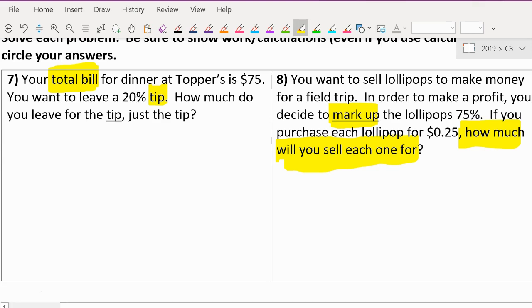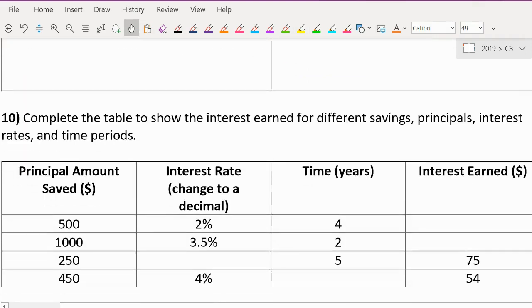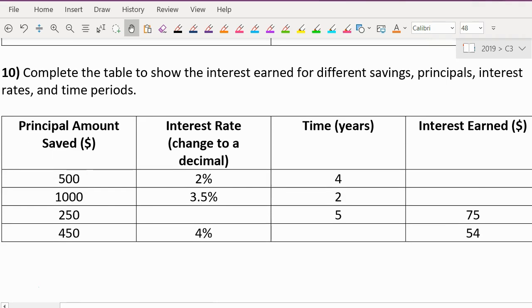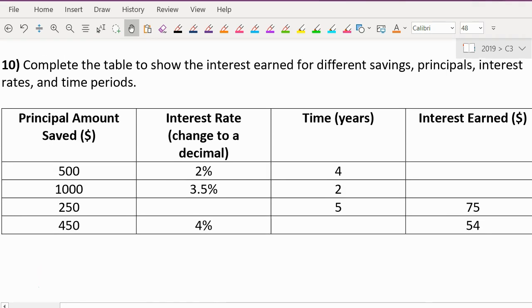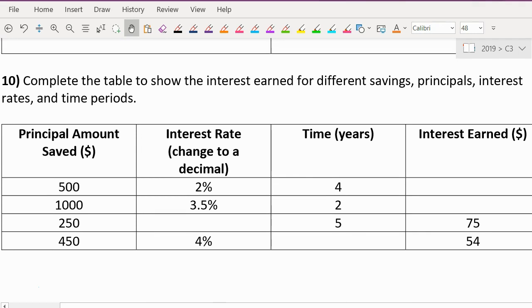Yeah, I think we're going to have to do the multi-steps like we had on one of our homework. Okay, we're going to have to find out after we take 20% off. Yep. Okay. We'll go through it in a minute. Okay, complete the table showing interest earned. Yeah, that's pretty much it. Interest earned. Okay? All right.